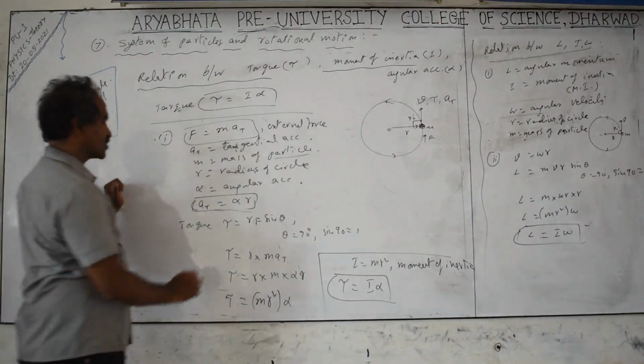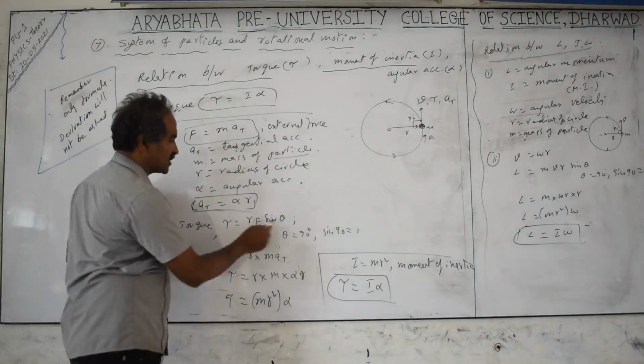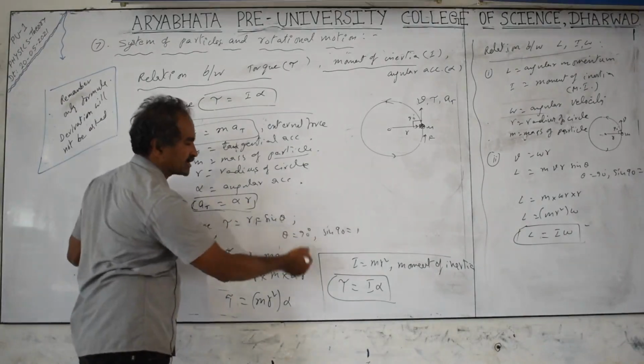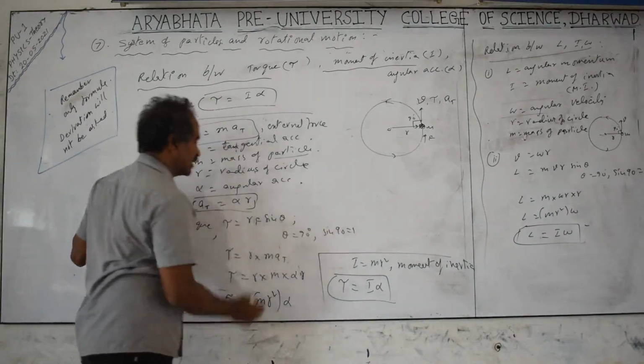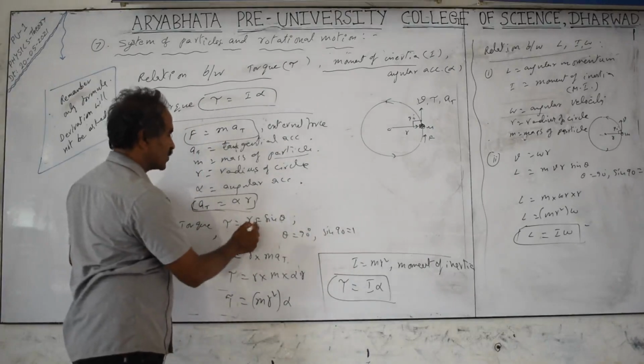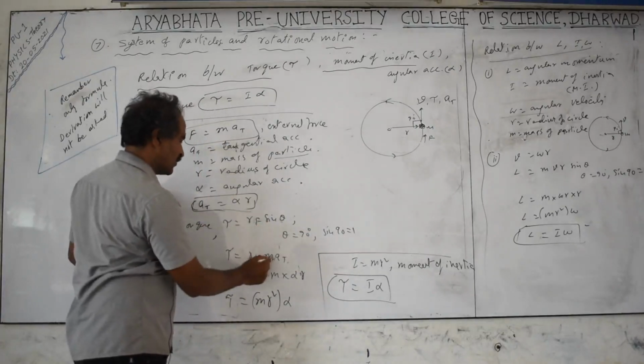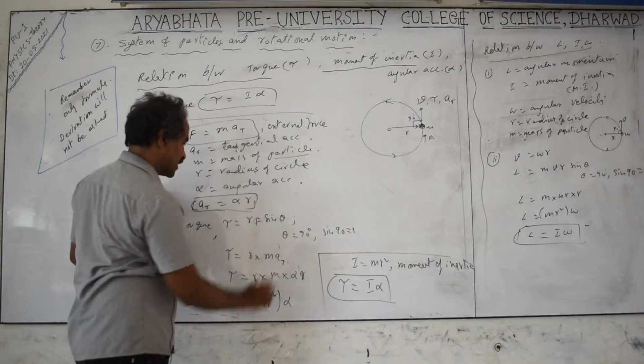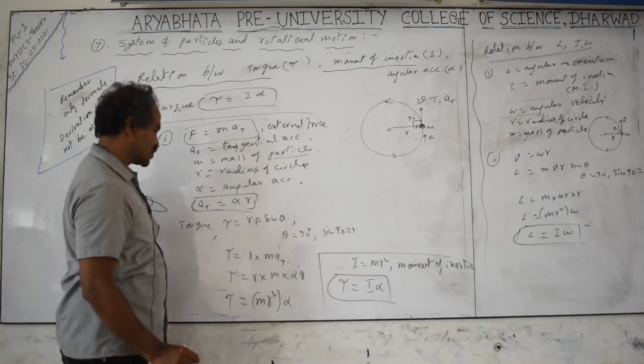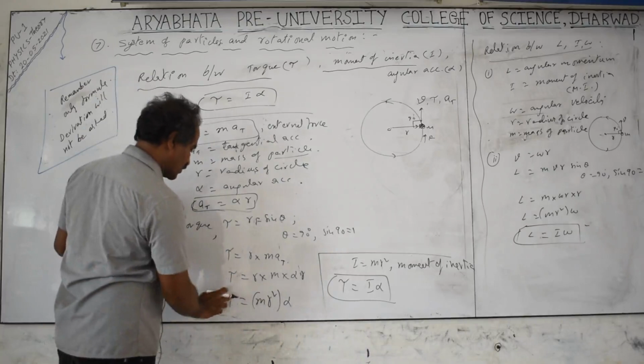And torque tau is equal to r F sin theta from the definition. r sin theta is called the perpendicular distance, but theta is 90 degrees. Sin 90 is equal to 1. So what you get is tau equal to r F. But F equal to m a_t, or just m a, and a equal to alpha r. On substitution, you will get tau equal to m r square into alpha.